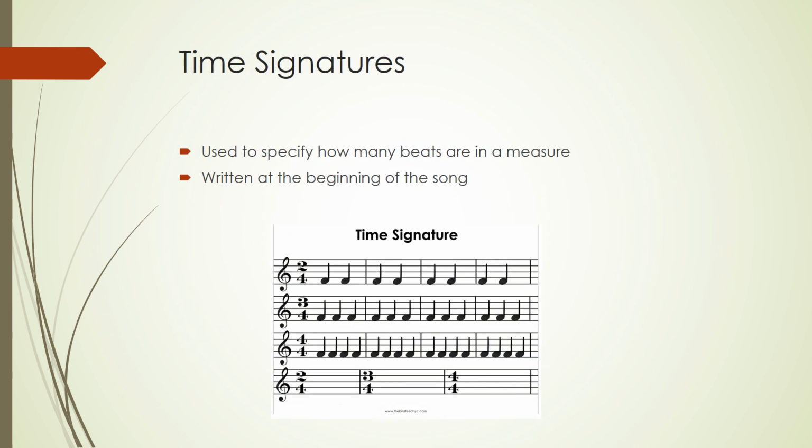Then we have, last but not least, time signatures. Time signatures are used to tell how many beats are in each measure. There are many different time signatures, but the most common is 4/4. They're always written at the beginning of the song. Other time signatures that are often used, but not quite as much as 4/4, include 2/4 and 3/4. There are also others, but many of them are not used today.